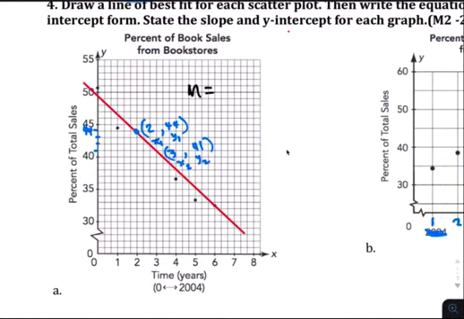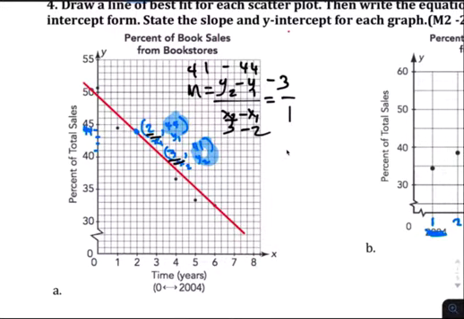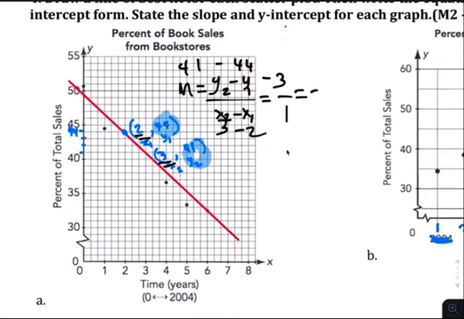M is equal to Y sub 2 minus Y sub 1 over X sub 2 minus X sub 1. So you use 41 minus 44, I get negative 3. And then 3 minus 2, which is 1. 41 minus 44 is a negative 3. So my slope is a negative 3.